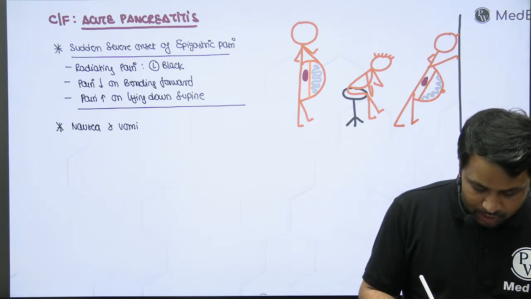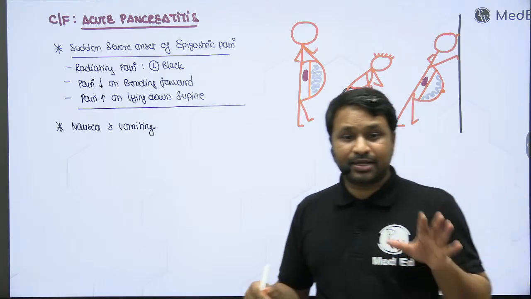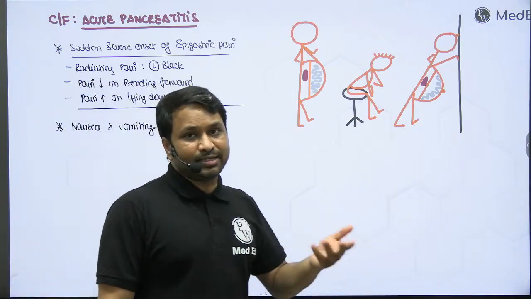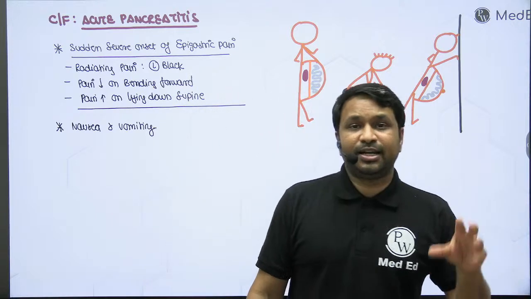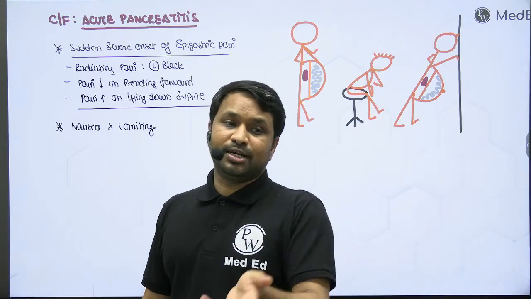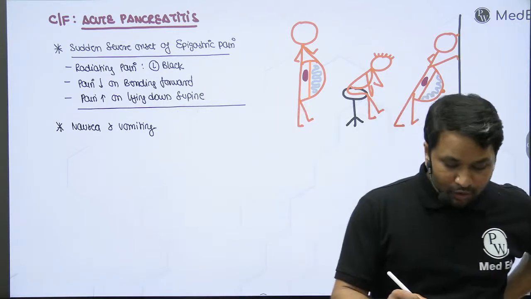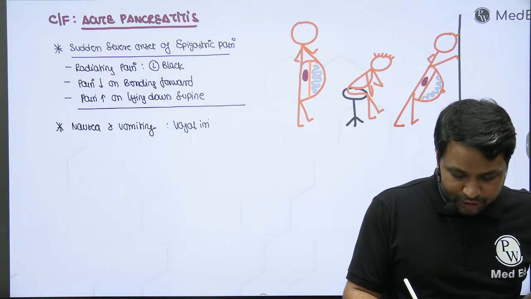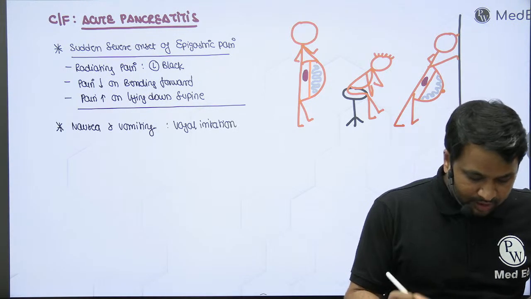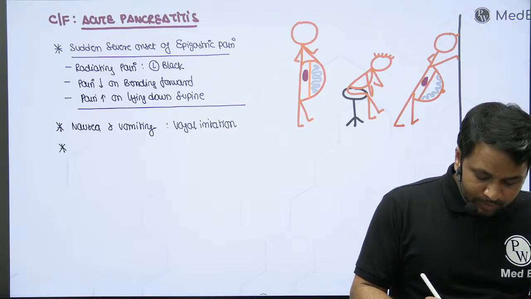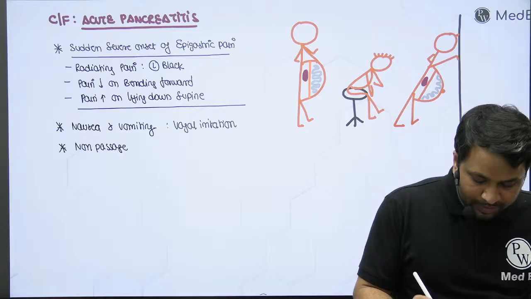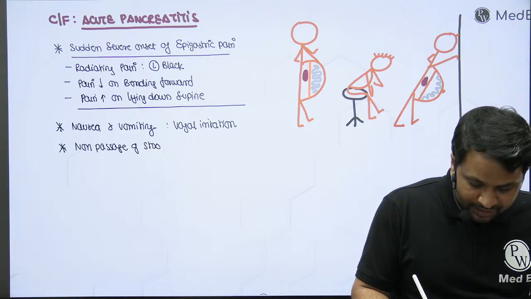Now why is there nausea and vomiting? We all know pancreas sits on the posterior surface of the stomach, and there's a nerve that runs through that, which is nothing but your vagus nerve. The vagal irritation due to pancreatitis will result in nausea, vomiting. So nausea, vomiting in acute pancreatitis is because of vagal irritation. They will also be associated with non-passage. There will be non-passage of stools and flatus.